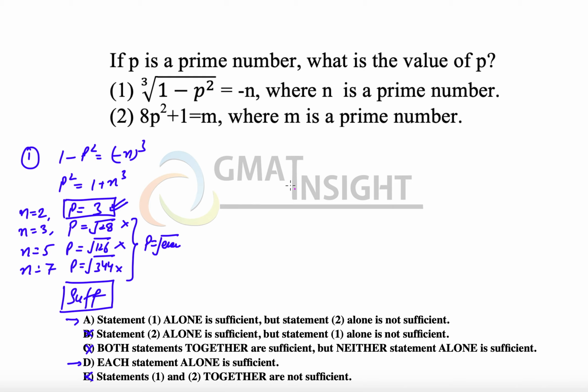Now let's quickly check the second statement. The second statement here says that 8P square plus 1 is equal to m. And now the application of rule number 2 is going to come into the picture. Understand, here m is a prime number. Now if I want to find the values of P, what will I have to do? I will have to do P is equal to the square root of (m minus 1) divided by 8. Now we can realize that this expression is quite difficult for us to simplify.